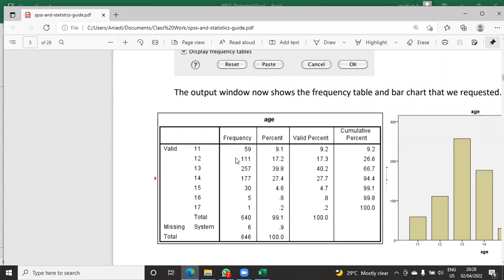Out of a total of 664 people that responded, 59 people were 11 years old, 111 people were 12 years old, 257 were 13 years old, 177 were 14 years old, 30 people were 15 years old, 5 people were 16 years old, 1 person was 17 years old. 6 people did not give their age. Are you able to get up to that point?